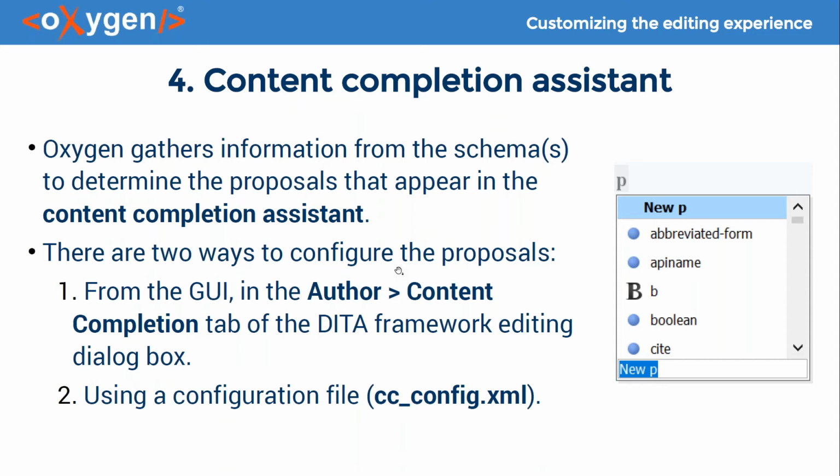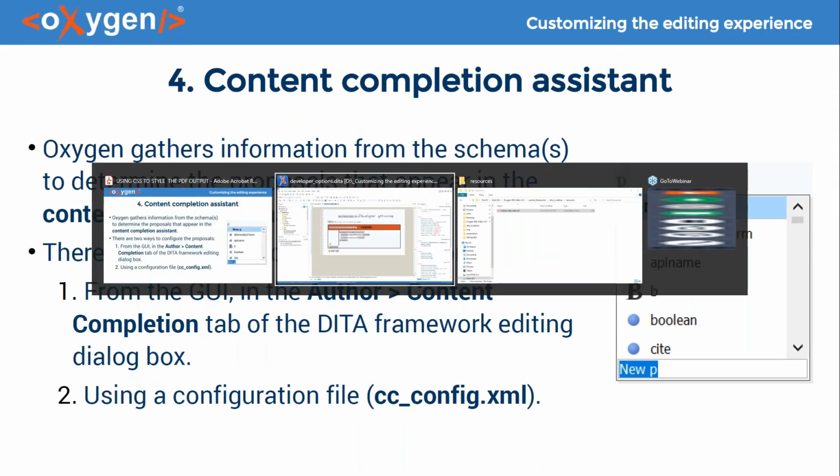The first one is from the graphical user interface by editing our framework, but this only applies to the content completion window shown in the author mode. And the second option is to use a configuration file, which will affect both the text mode and the author mode. Let's see both of them in action.